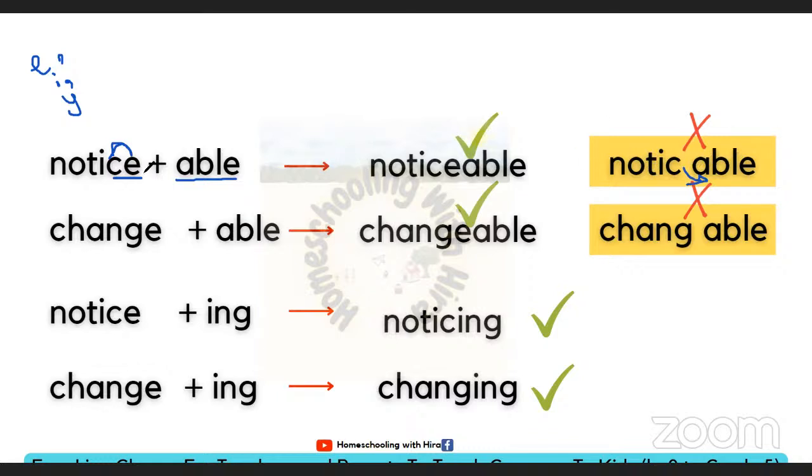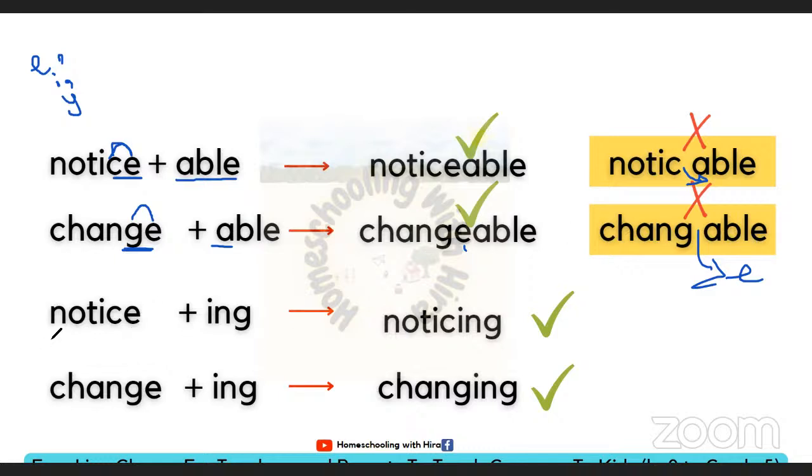So if you have a soft C sound or even a soft G sound, and you are adding a suffix that doesn't begin with E, I, or Y, you need to keep this E to keep the sound of C and G soft. Changeable with E. If you just remove the E from here, it will be changeable. We don't need this, right?